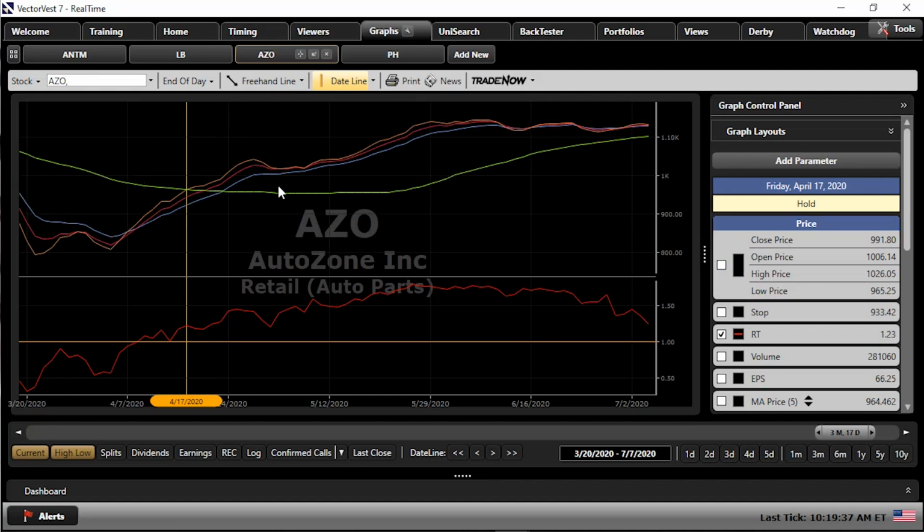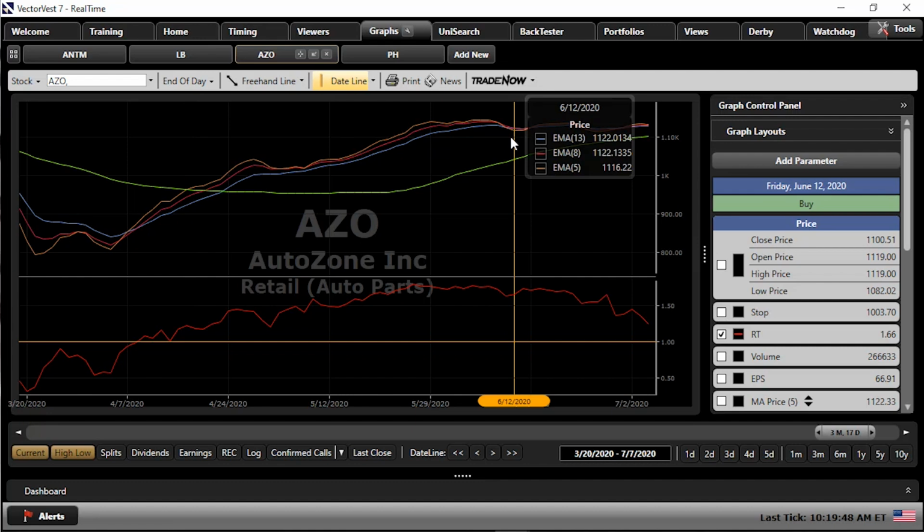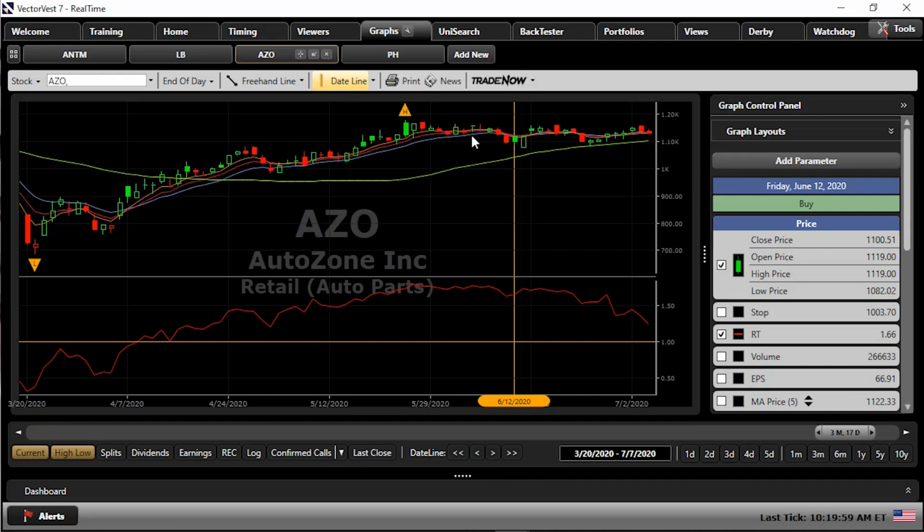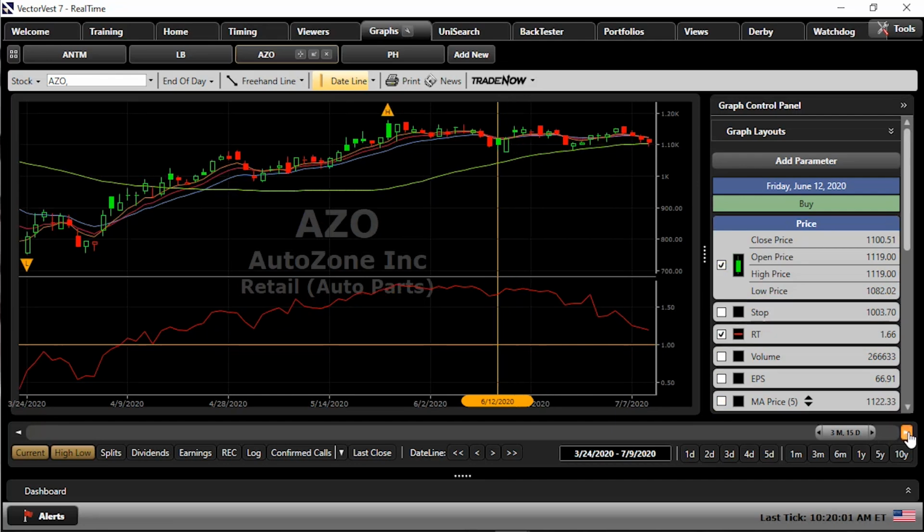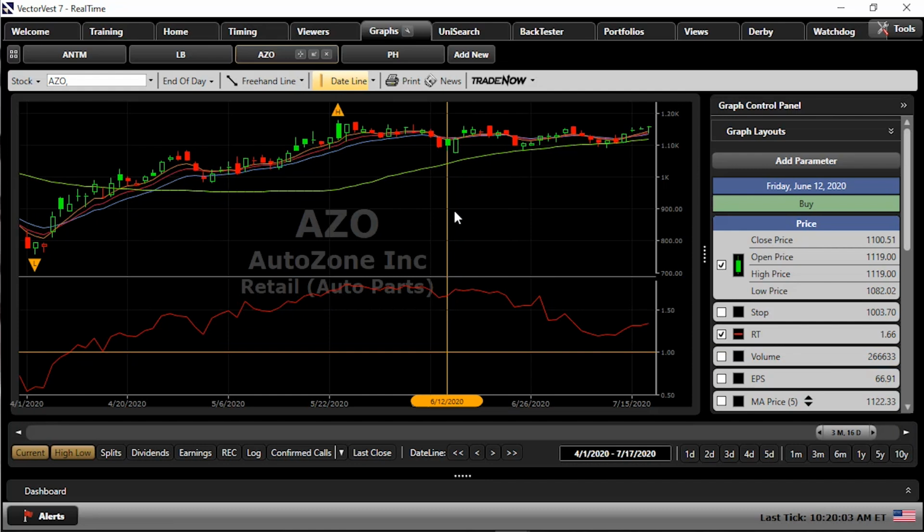Let's see where our exit was. Now it wasn't here because the 5 didn't cross below both the 8 and the 13. Looks like it did right about here, June 12th, at about $1,100. So that's a nice 10% gain in just about a couple of months. And you can see what price did afterwards. Just flat, not really moving. Good opportunity to kind of just take your profits off the table, move on to the next trade.